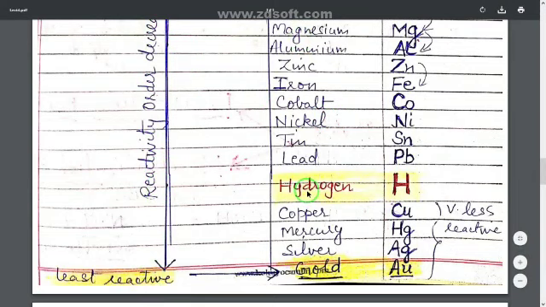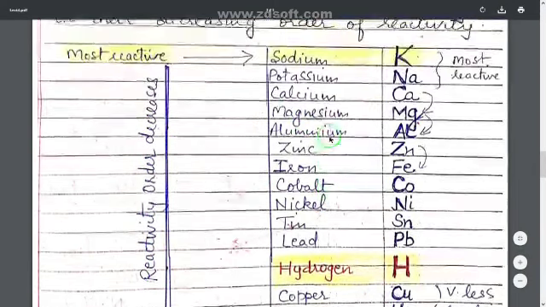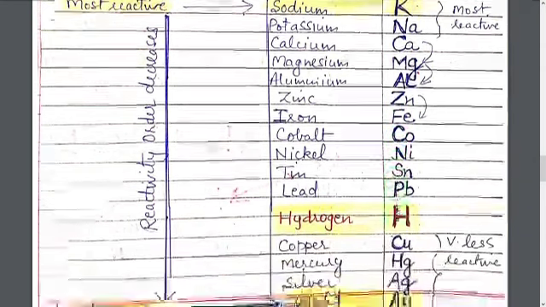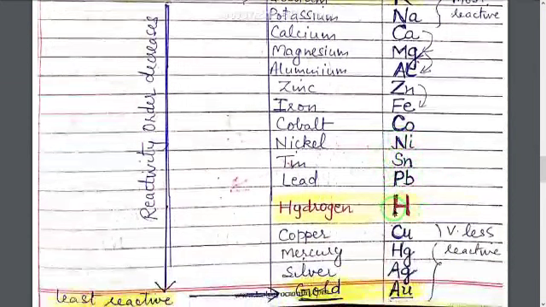So when we come to the top of the series, potassium, sodium, they are highly reactive metals, the most reactive metals. After this there is calcium, magnesium, less reactive. Then aluminium and zinc, still less reactive. Then comes iron, cobalt, nickel, tin, lead. So here the order of reactivity goes on decreasing.